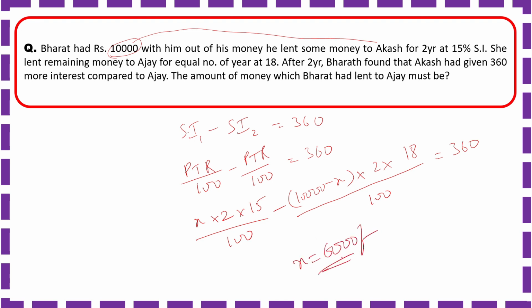So what is this 6,000? X is 6,000. That means the amount that Akash borrowed is 6,000. We are asked to find out Ajay's amount. So if this is 6,000, then Ajay must have borrowed 10,000 minus 6,000, that is 4,000 rupees, right? So 4,000 is the answer.